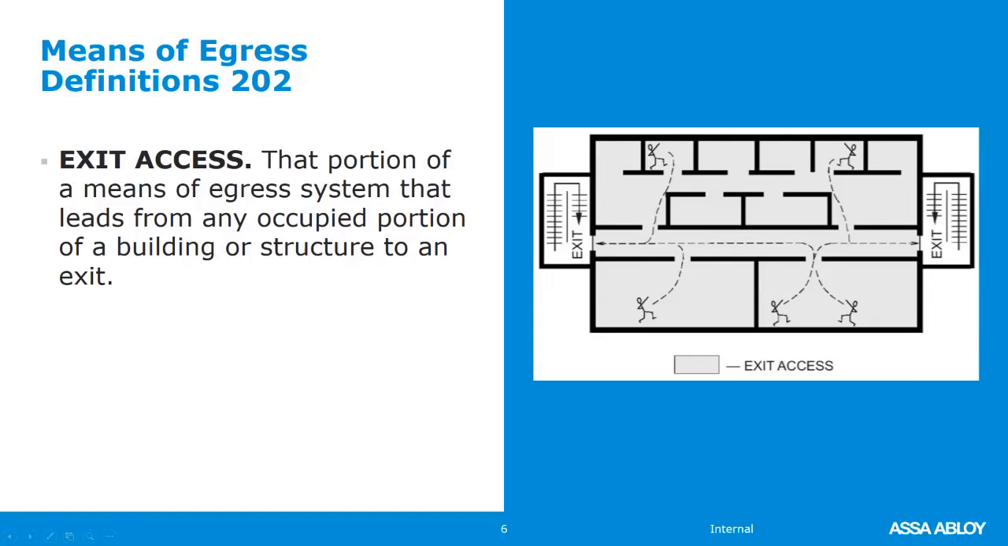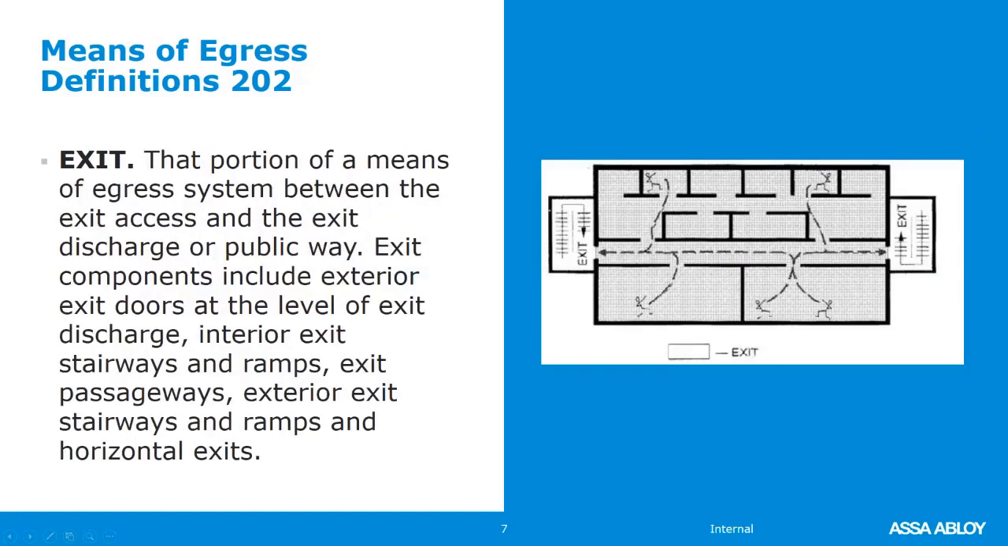And when we look at the definition of exit, a lot of people think of exit as a door. An exit can be a door. If it's on the level of exit discharge and leads to the outside, that is in fact an exit. But an exit by definition is so much more than that. It's that portion of a means of egress between the exit access and the exit discharge. Exit components do include exterior exit doors at the level of exit discharge, but they also include interior exit stairways and ramps, exit passageways, exterior exit stairways and ramps, and horizontal exits.